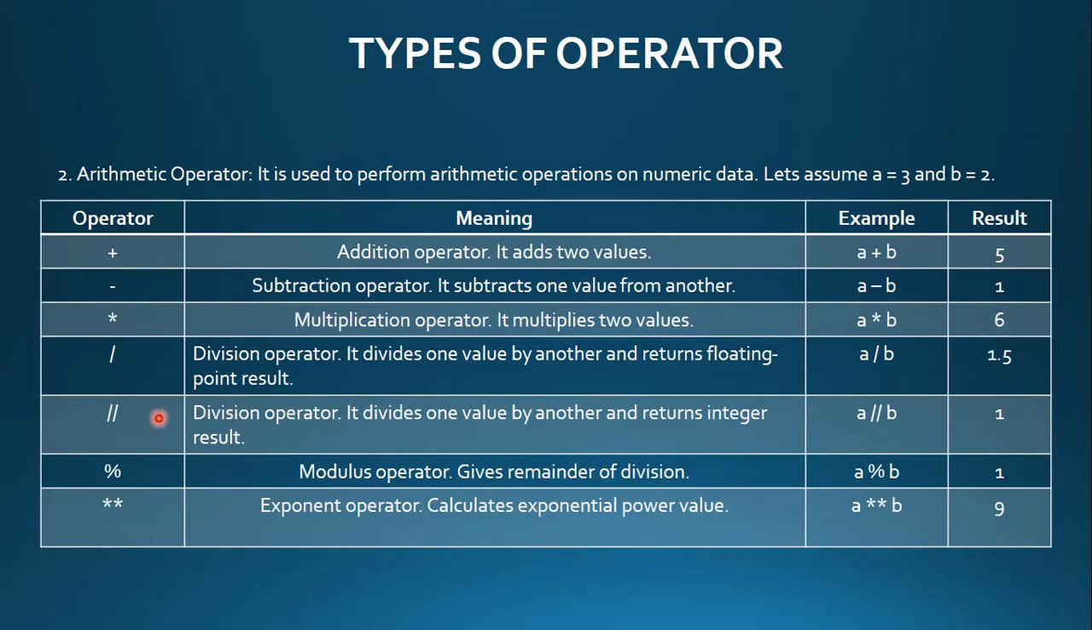The next operator is another division operator. It will return an integer result. Here see it, I have written the same thing, but I used another division operator that returns an integer value. Now what will it return? It will return 1 and 0.5 will be truncated.